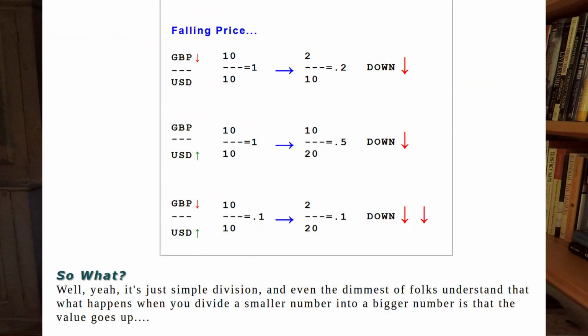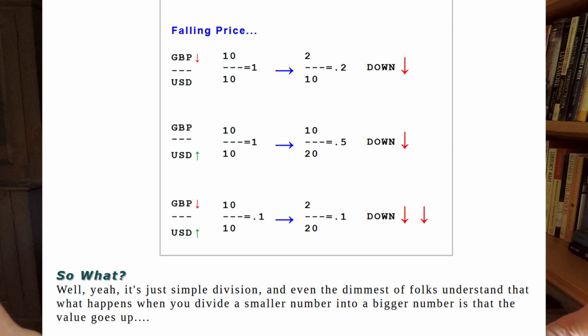Now, if we look at the next slide in this, we're going to see what happens at a falling price. So if the pound goes down, then the price goes down. In other words, the pound goes from a value of 10 to 2, then the price goes down. If the USD goes up, the price is going to go down because you're dividing a larger number into a smaller number. And then in the scenario where both the pound goes down and the dollar goes up, you get another down movement. So those are the 3 scenarios in the falling price situation.